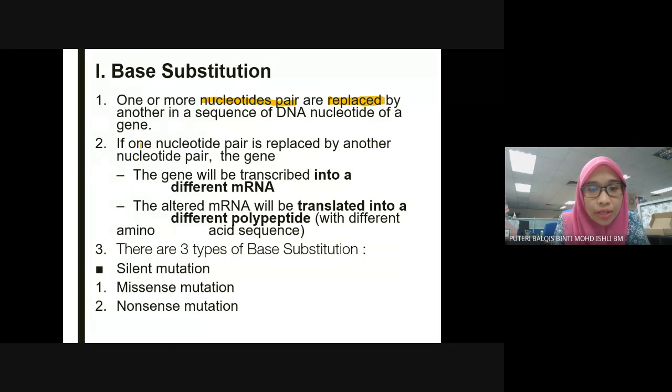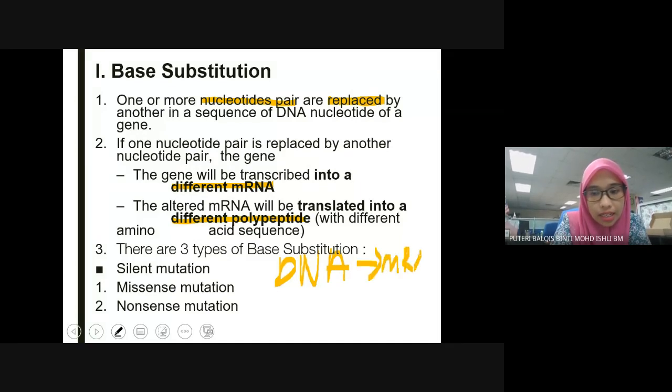Okay, if one nucleotide pair is replaced by another nucleotide pair, the gene will be transcribed into different mRNA. The altered mRNA will be translated into different polypeptide. So bila kita dah tukar DNA, bila kita transcribe, dia akan jadi mRNA yang lain. So bila mRNA yang lain, polypeptide pun lain lah.